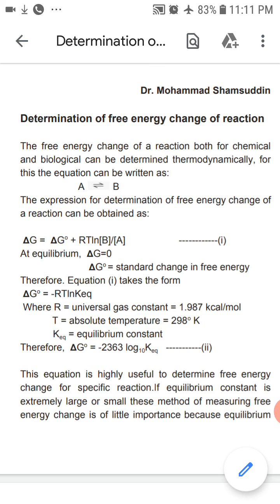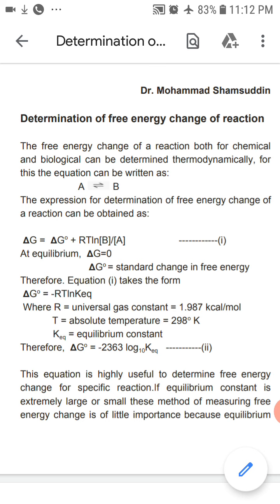We will study today free energy change of a reaction. We know that in any reactions, either chemical or biochemical reactions, reactant is converted into products, and this conversion of reactant into products depends upon the free energy change, which is also called Gibbs free energy change of a reaction.